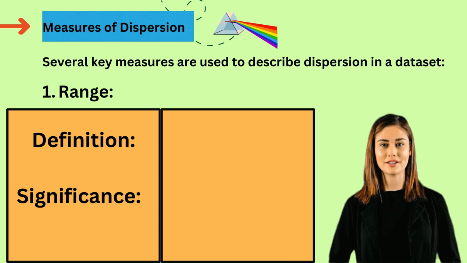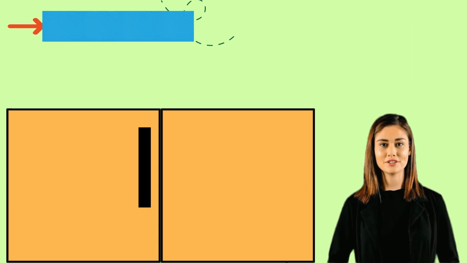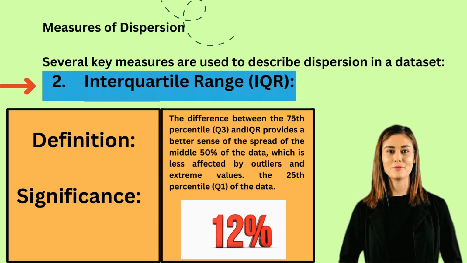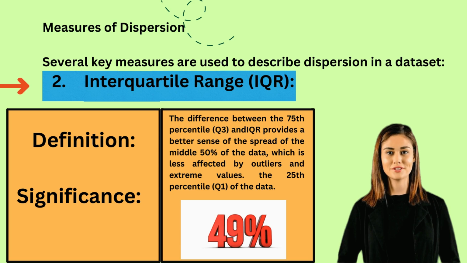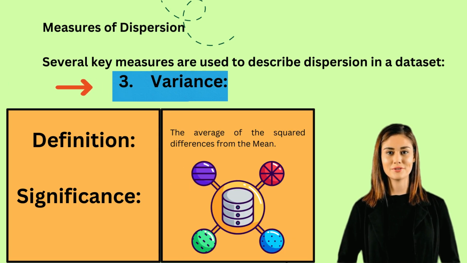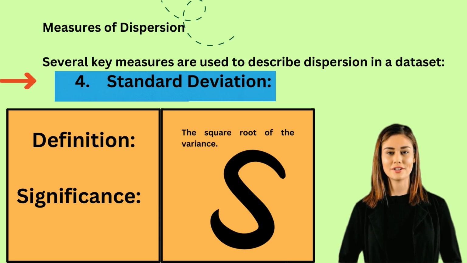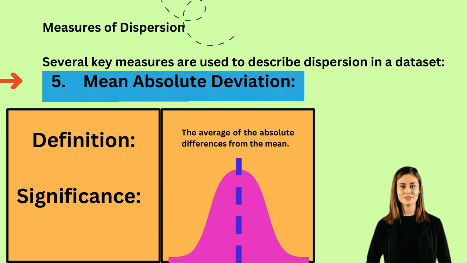Measures of dispersion. Several key measures are used to describe dispersion in a data set. Range. Definition. Significance. Interquartile range, IQR. Definition. Significance. Variance. Definition. Significance. Standard deviation. Definition. Significance. Mean absolute deviation. Definition. Significance.